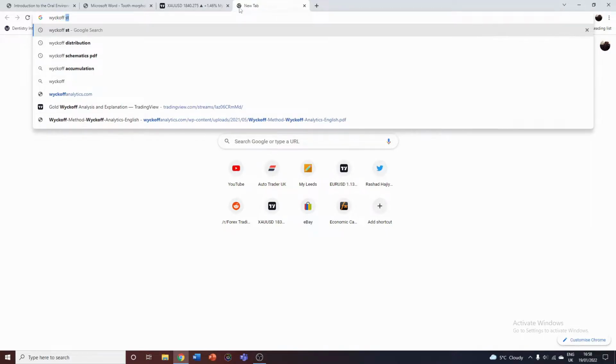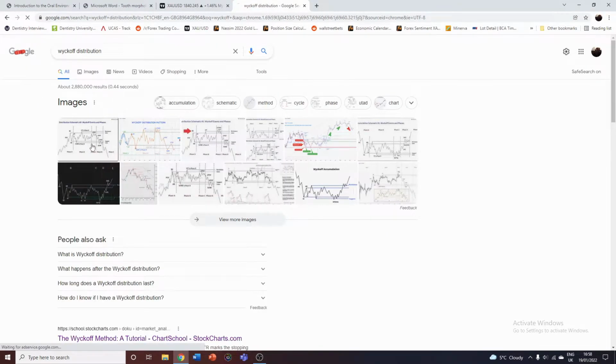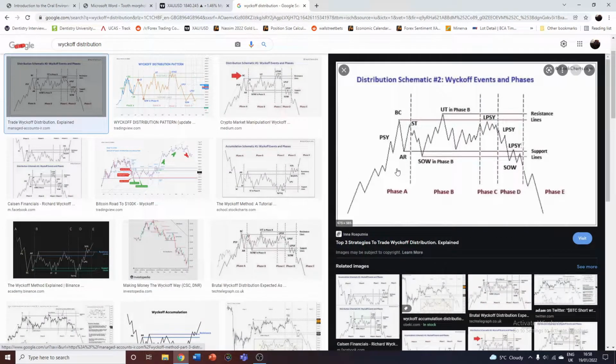It was a concept that was made to explain how banks and big players distribute their positions and begin to sell off assets. So as you can see, it starts off with what's called a preliminary supply, goes into a buying climax. That's where the maximum amount of buyers exit the position, pushing the price down. Price automatically gets pushed back up. This is a secondary test of this supply zone here.